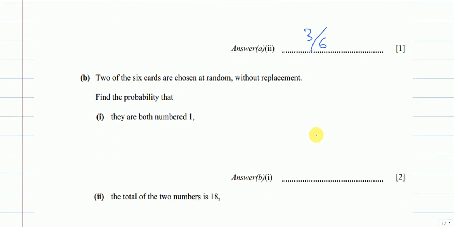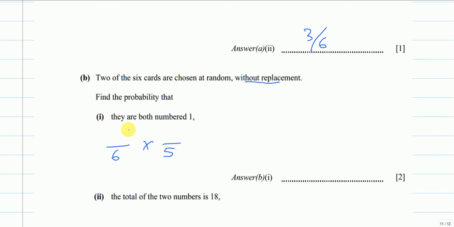2 of the 6 cards are chosen at random without replacement. When they say without replacement, it means that when we are picking the number the first time, the total will be 6, but when we are picking the second time, the total will be 5, because they have not replaced. When you don't replace, you will be left with 5 cards. That's why they write this.